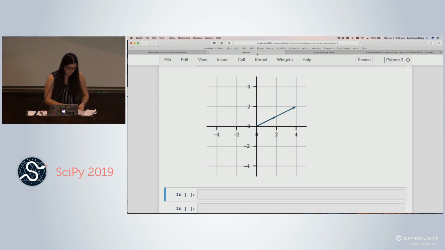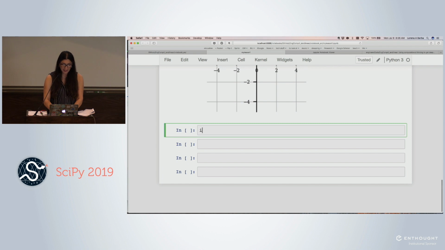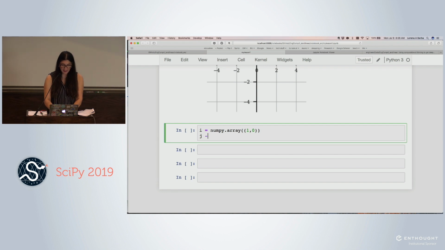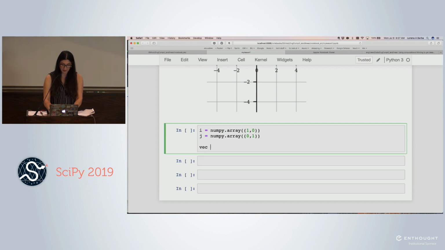So let's visualize this, because too many words just get us confused. Let's visualize this with Python. We're going to create the basis vectors as NumPy arrays. Let me define I equals NumPy array with the coordinates 1, 0, and J as a NumPy array 0, 1. Those are the ones I'm calling the basis vectors. I could also create another vector, vec, as a linear combination: a scaled version of I plus a scaled version of J. We saw scaling a moment ago.